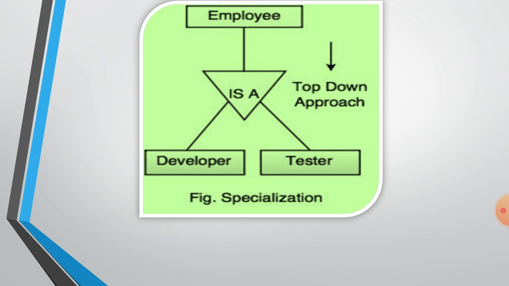Here the employee entity is divided into a number of sub-entities called developers and testers. Okay, so this type of approach is called a top-down approach. We are dividing a higher level entity into a number of sub level entities, sub-entities. Okay, so that is the difference between specialization and generalization.